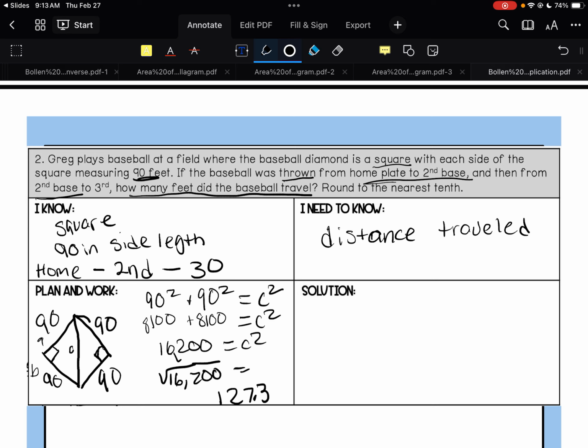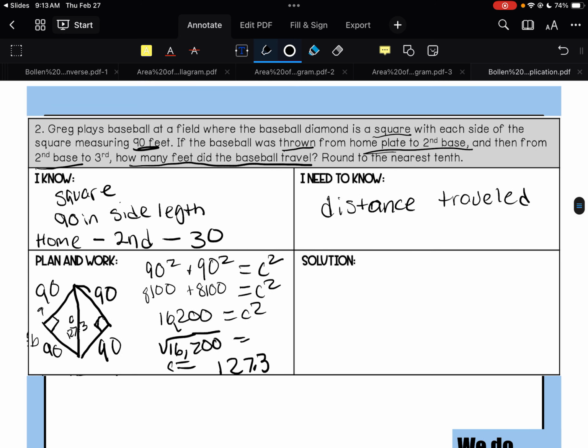127.3. But you're not done yet, because what you need to do is find the total distance traveled. So you know now that C is equal to 127.3. But they asked you what was the distance from home to second and then second to third. So your distance from second to third, they gave you as 90. So you have 127.3 plus 90, which equals 217.3.